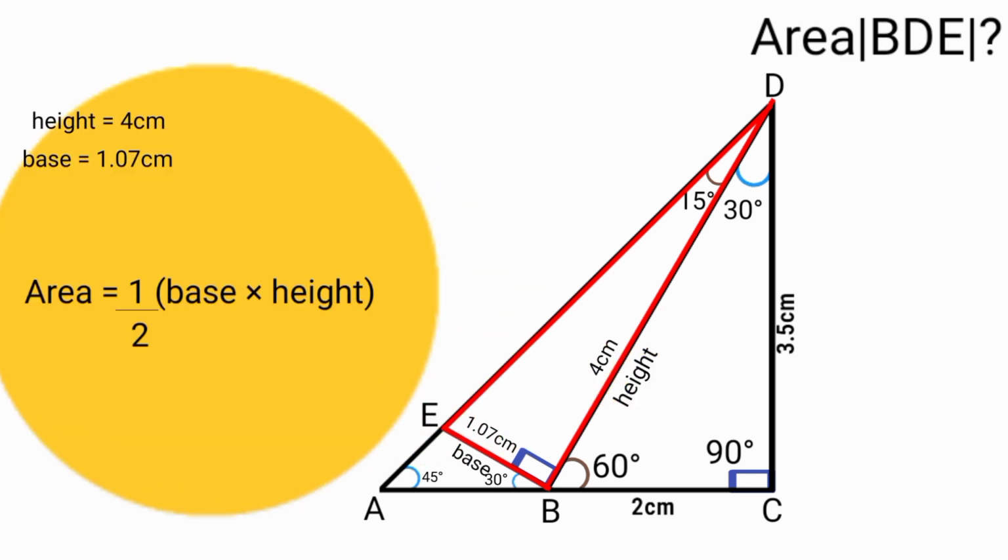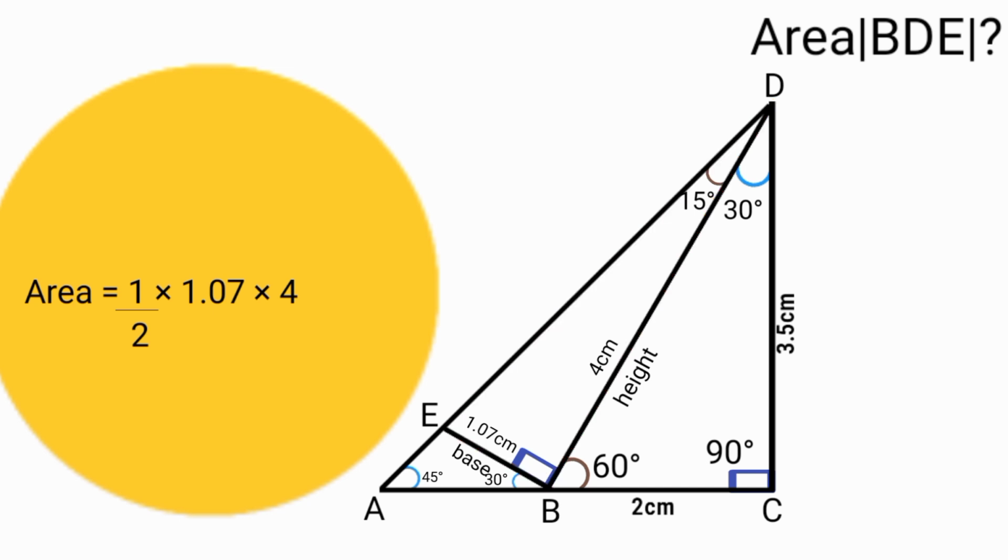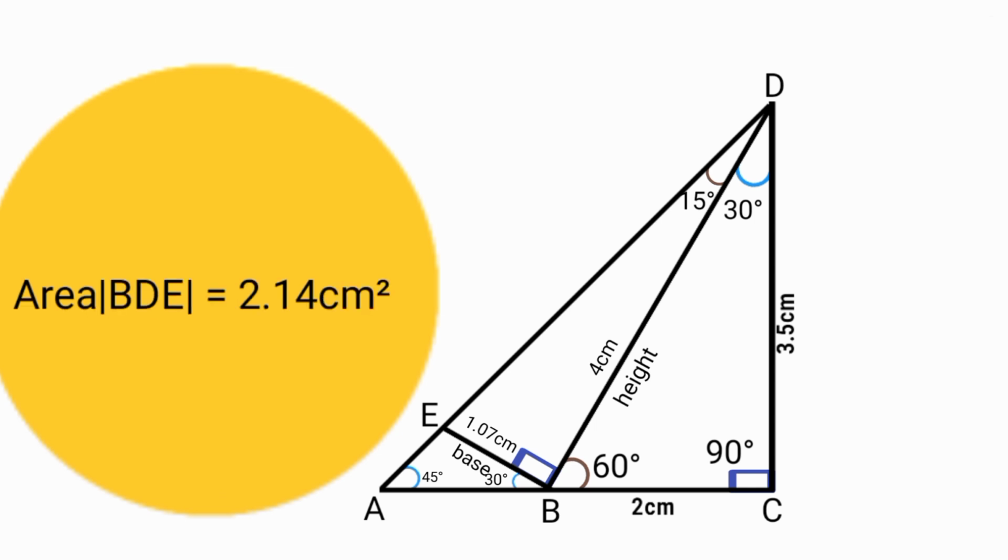So substituting it into this equation here, half base times height will be equal to 1 over 2 times 1.07 times 4. 1 over 2 times 1.07 times 4 is 2.14. So we found the area of triangle BDE to be equal to 2.14 centimeters squared.